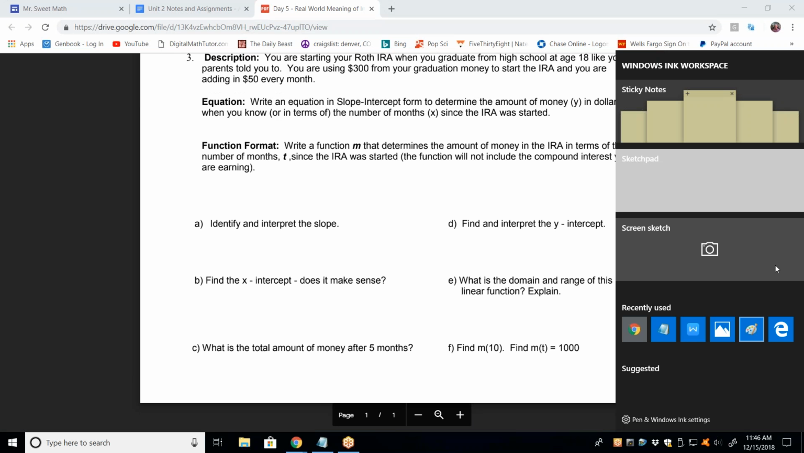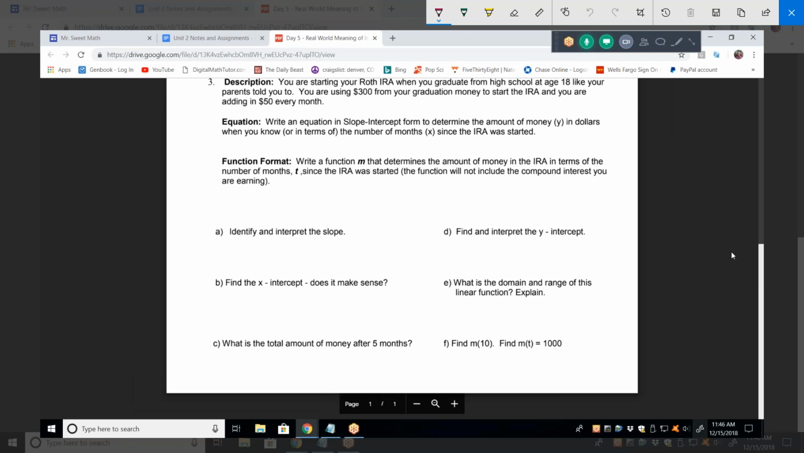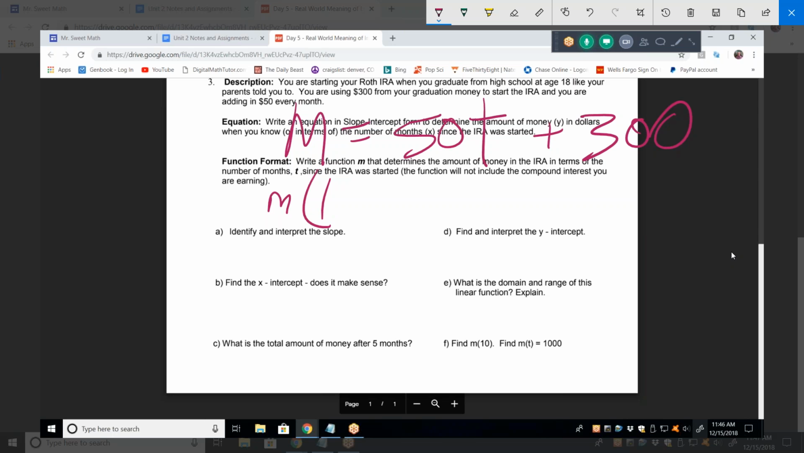We did the total amount of money after 5 months. Since the last question, F asks about the M function, not the Y function. What was the M function? M equals 50x plus 300. Actually 50t plus 300. And if I'm going to call it the M function, I'm really going to write it like this.